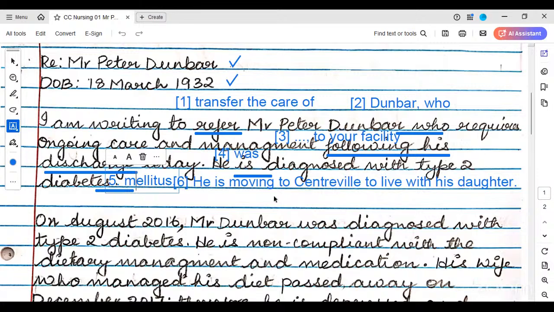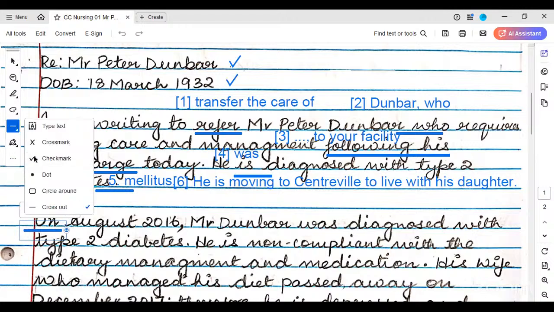Yes. Now, next one, number 7. This is number 6. Number 7. Here, you wrote "on August 2016." Is it on August or in August? It should be in August, not on. So be very careful, especially with the prepositions. So it is in August 2016. Fine. Next.